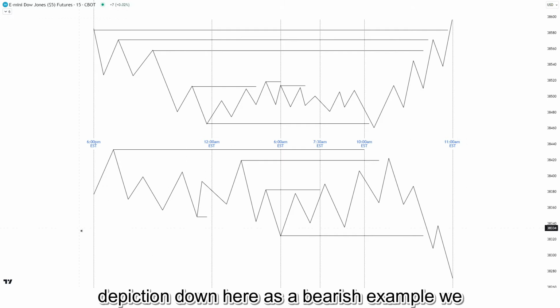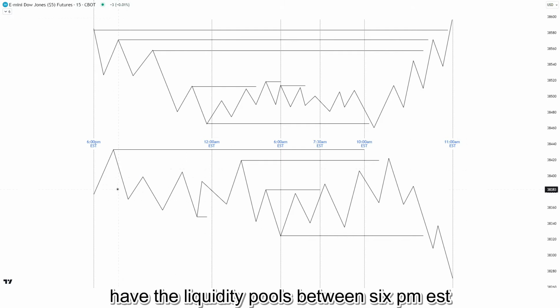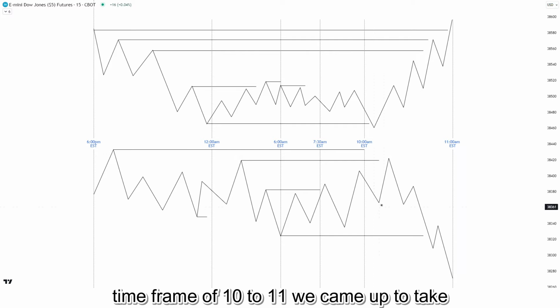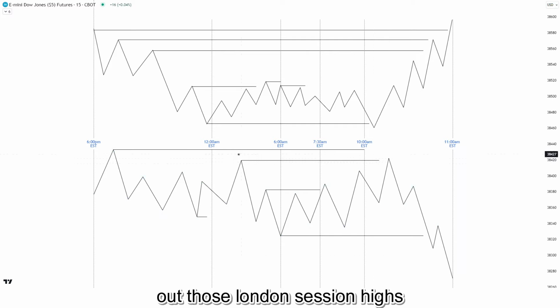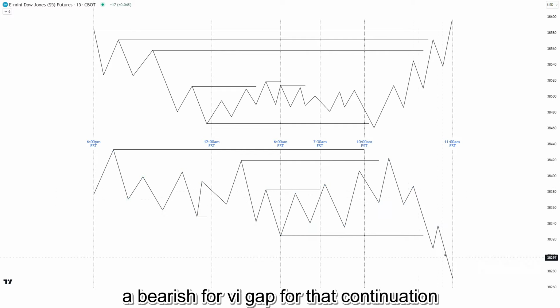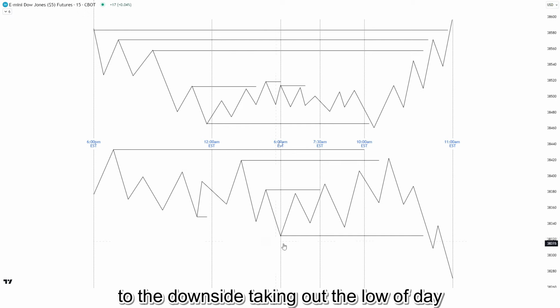And this depiction down here as a bearish example, we have the liquidity pools between 6 p.m. EST to 7:30 a.m. EST. And you can see during the time frame of 10 to 11, we came up to take out those London session highs before giving that displacement lower into a bearish fair value gap for that continuation to the downside, taking out the low of day.